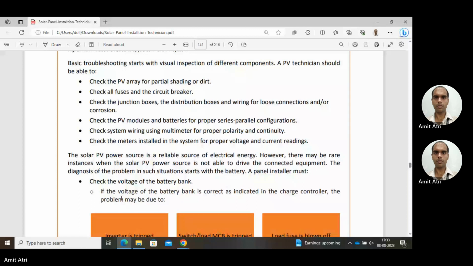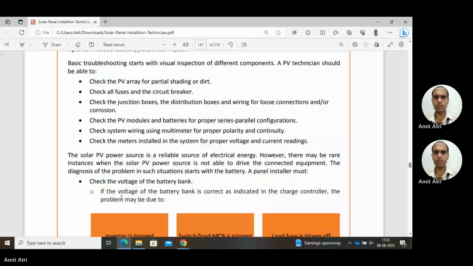The solar PV source is a reliable source of electrical energy, but there could be some instances when the power is not able to drive the connected equipment, meaning we are not getting the power. So first, how to detect it, how to correct it. That is the troubleshooting. So we start with the battery. The panel installer must check the voltage of the battery bank. If the battery bank is correct, we started with the battery, but our batteries are correct, they are working properly.